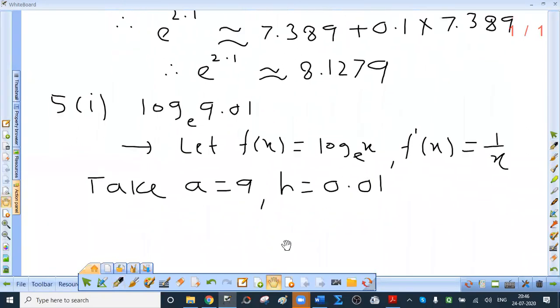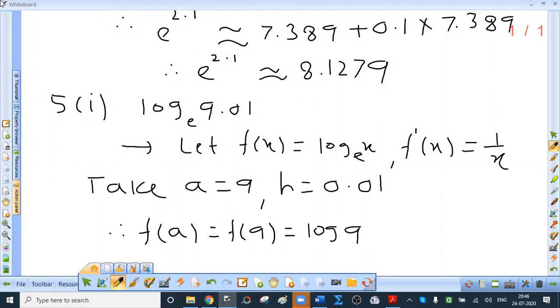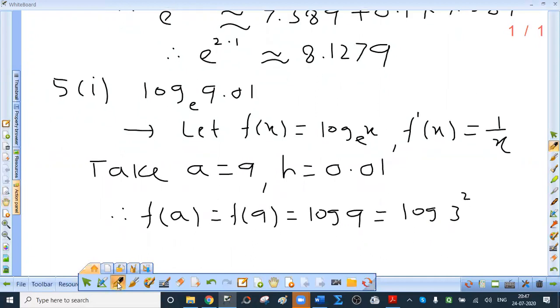It's not at all difficult. This is the simplest application. So what is f of a? It is f of 9. That is log 9. Okay. Now tell me how to find log 9. Log 9 is nothing but log of 3 square. We have to make use of given result. Log 3 is given. Log of m raised to n is what? It is n log m. So it is 2 log 3. That is 2 into log 3 is given to be what?